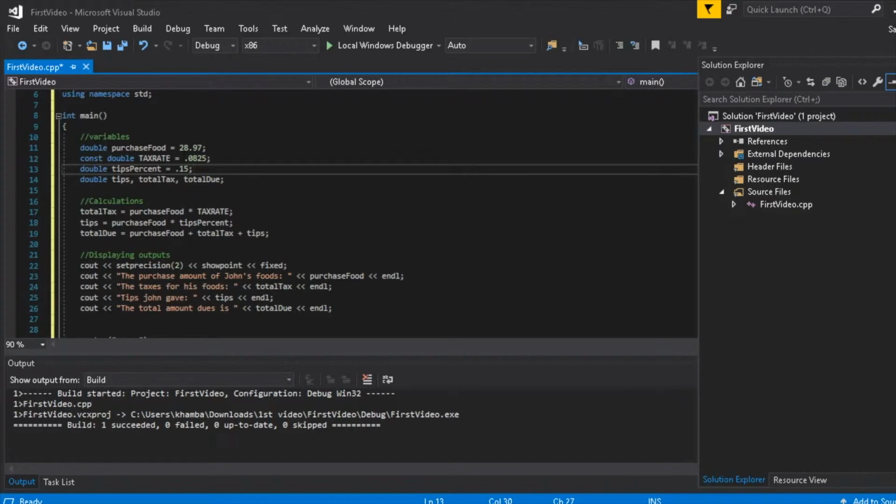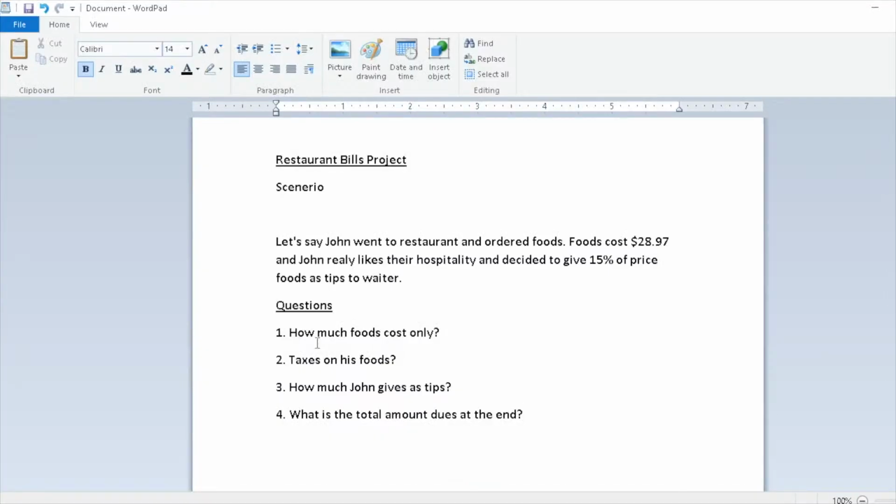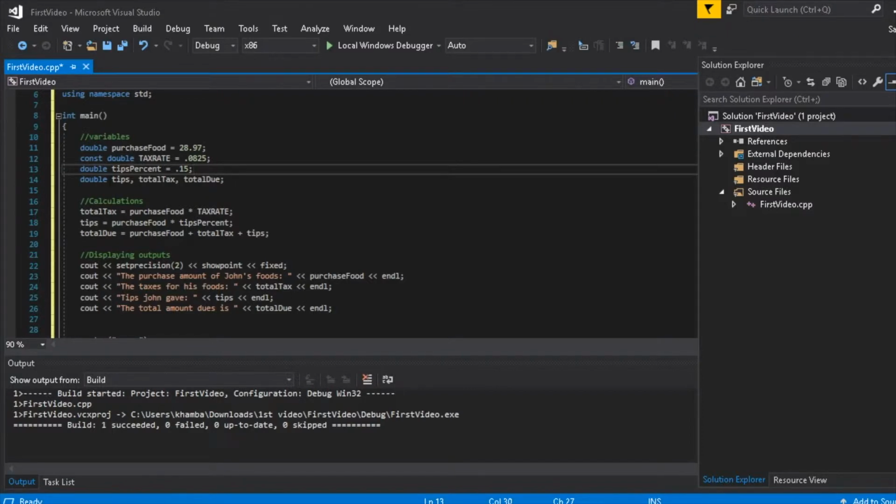And int main, double purchasedFood. So these are my variables here. Purchased food is the price of the food, $28.97, and the tax rate is 0.0825. Tips percent is 0.15, and I also added the other variables, the things we need to find: tips, total tax, and total due, which come from here. We know these: taxes, tips, and total due. So those are the variables here.